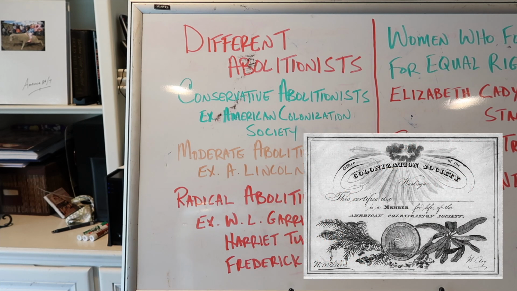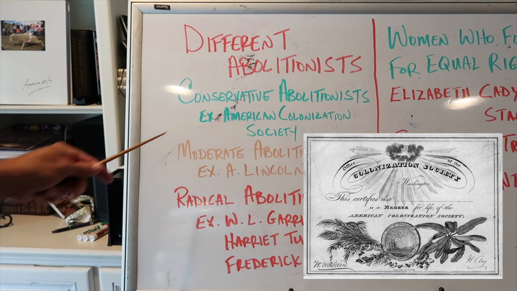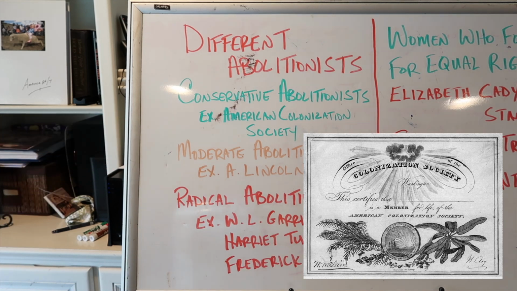Conservative abolitionists would be mostly Northerners who felt that slavery was morally wrong, but were still racist and didn't want African Americans to live in the United States. So a conservative abolitionist idea would be like the American Colonization Society. And they would say, well, let's get a whole bunch of money, let's buy the slaves from all the slave owners, and then send them back to Africa, because we don't want to live among them. So that would be kind of like a conservative abolitionist idea.